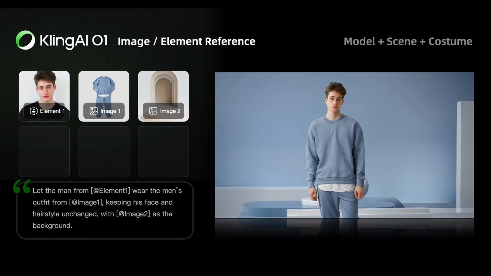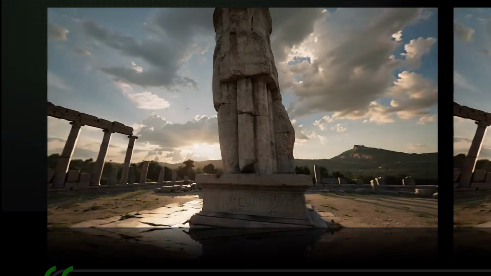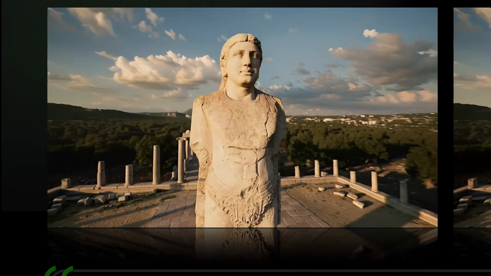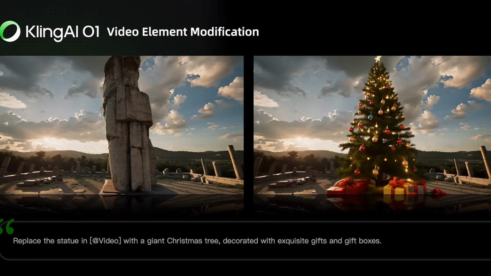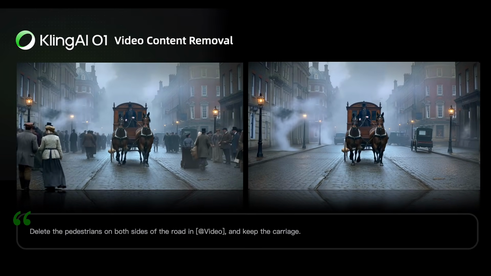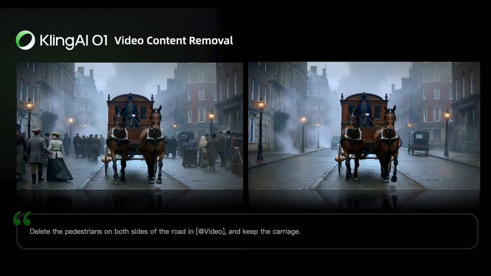Because Kling 01 understands spatial relationships, it fuses your real product and your virtual model into one seamless high-end commercial. You can also just upload a video and describe exactly what you want to change. Like in this example, replacing the statue with a giant Christmas tree. You can even remove objects from the scene entirely while keeping the rest of the footage untouched.